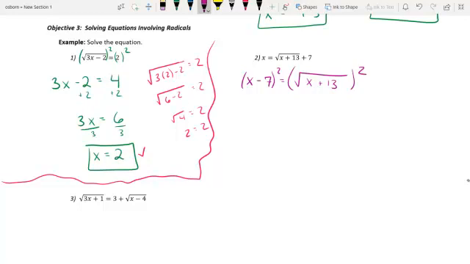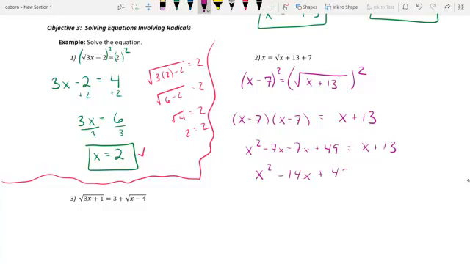Now, when I square x minus 7, that's the same thing as saying x minus 7 times x minus 7. So you need to make sure that you FOIL this out. And when I square the square root of x plus 13, that just leaves me with the x plus 13. Alright, so I'm going to FOIL this out. This gives me x squared minus 7x minus 7x plus 49 is equal to x plus 13. So x squared minus 14x, combining my like terms, plus 49 is equal to x plus 13.